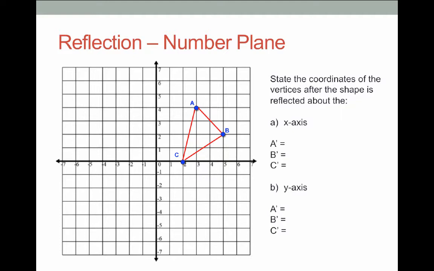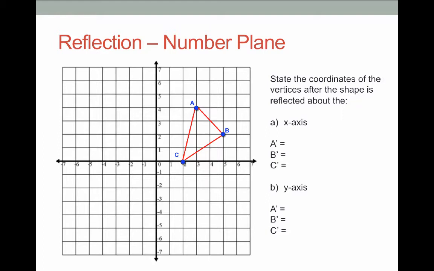We're asked in this question to state the coordinates of the vertices after the shape is reflected about the x-axis and the y-axis. Before we do that, let's take a look at where the points are right now. Here we have the point A, which is at the point 3, 4. The point B is at the point 5, 2. And the point C is at the point 2, 0. Remember that when we write the points in the number plane, we always say the x value first, followed by the y value.